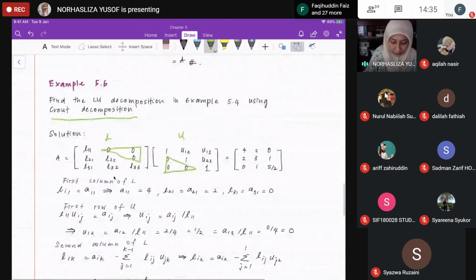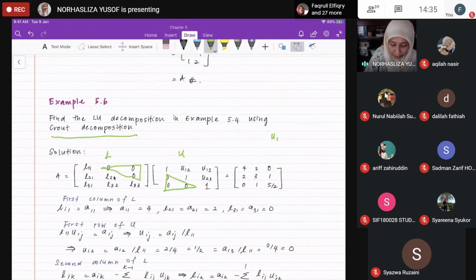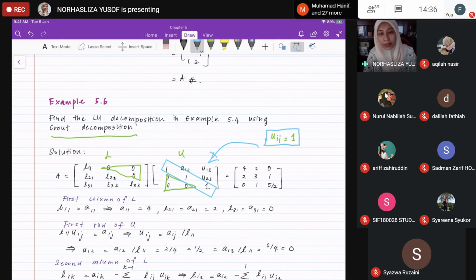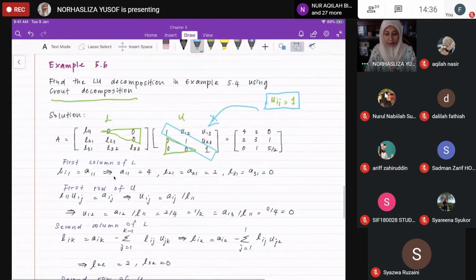Remember, for crowd, your UII is 1. Okay, it means that now you can see here, this we fix 1. Okay, so first you fix which one is the location of 0 in the L and U matrices, and then you apply this condition. Okay, so when you apply this condition in a U matrix, after that you can solve for your row operation by using the normal steps.